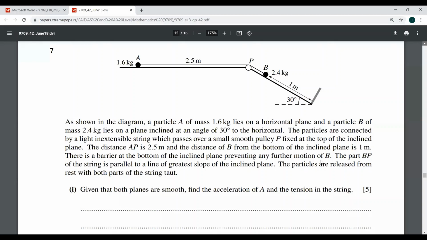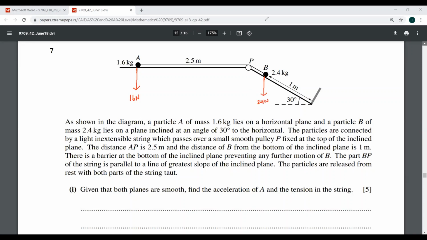Okay, the last question of this paper. As shown in the diagram, a particle A of mass 1.6 kg. I am really fond of showing the weight, whenever this is about connected particles. So this is 16 newtons here, lies on a horizontal plane, and a particle B of mass 2.4 kg. So I would be showing this weight as well. This is the weight here, that is 24 newtons, okay?